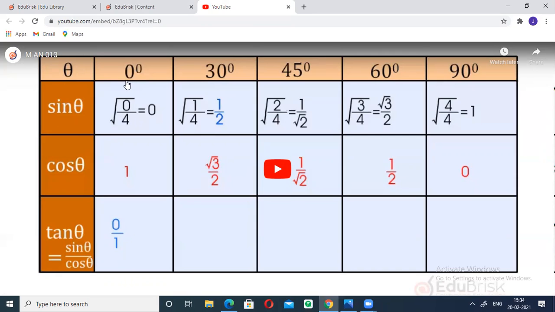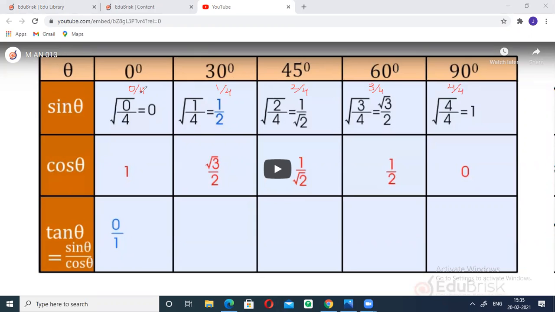When we start writing the table, first we start with 0 degree here as 0. Just write the values 0, 1, 2, 3 and 4. Next is dividing each number by 4. So 0 by 4, 1 by 4, 2 by 4, 3 by 4 and 4 by 4.